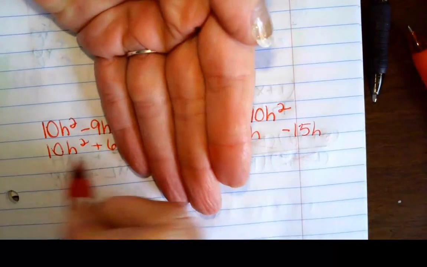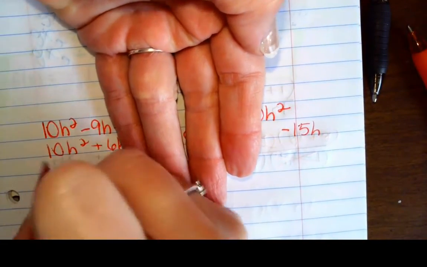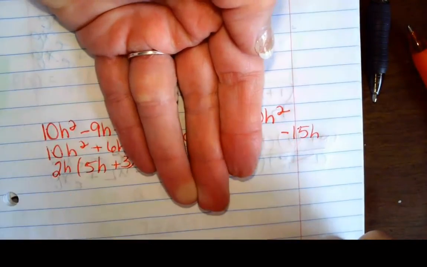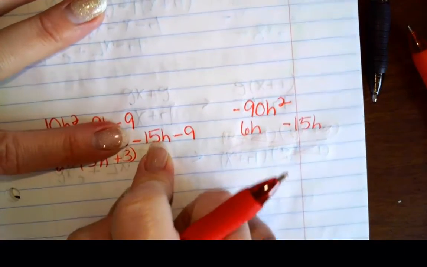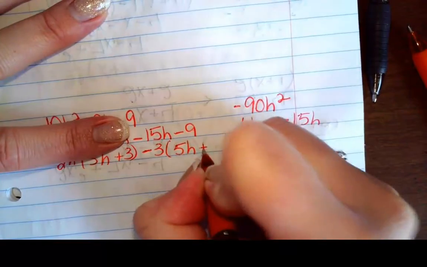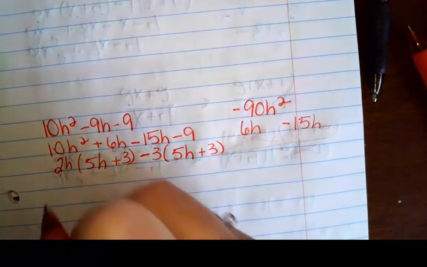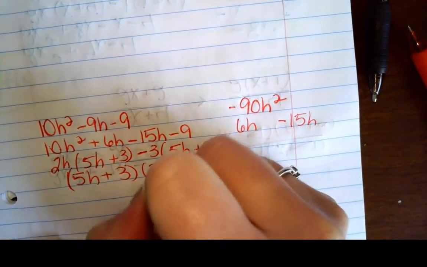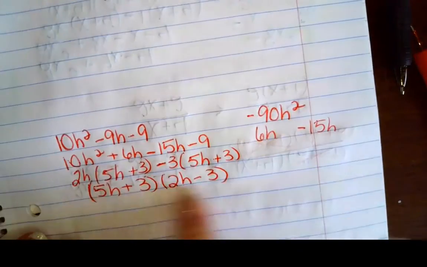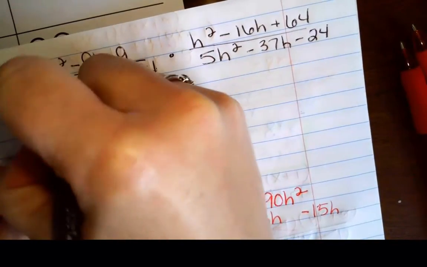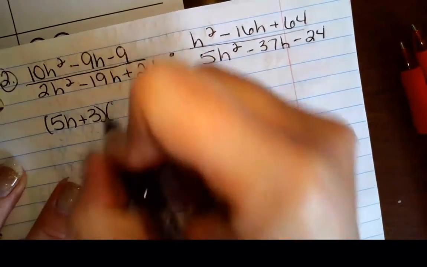So what's common on my first 2, I can pull out a 2 and an h, and that's going to leave me with a 5h plus 3. What's common on my last 2, I'm leading off negative, and I can pull out a 3. So divide out a negative 3 will give me a positive 5h and a positive 3. So what is in parentheses is a 5h plus 3. What is not in parentheses is a 2h minus 3. So I'm going to rewrite my numerator as this. So my new numerator is a 5h plus 3 times 2h minus 3.